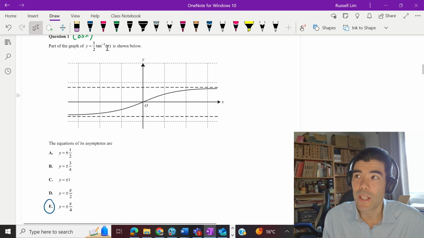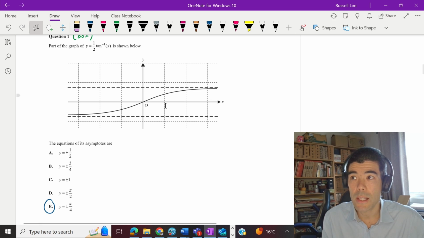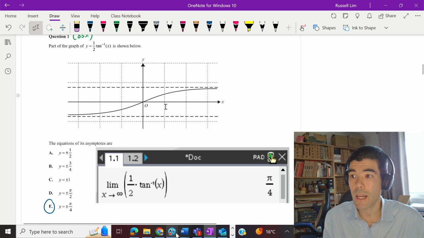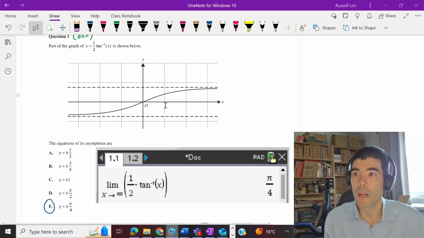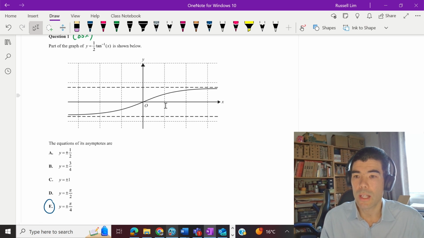Inverse tan of x generally would have asymptotes at y equals pi on 2 and negative pi on 2. Because we've got a half there, then we're just halving the y values there. There's several ways we could do this question. We could graph it on the CAS calculator. We could even take a limit on the CAS calculator. So if we take a limit as x approaches infinity, we would find we approach pi on 4. So the easiest questions tend to be the questions where you can either just evaluate it quite quickly on your CAS calculator, or it's like straight application of a formula.